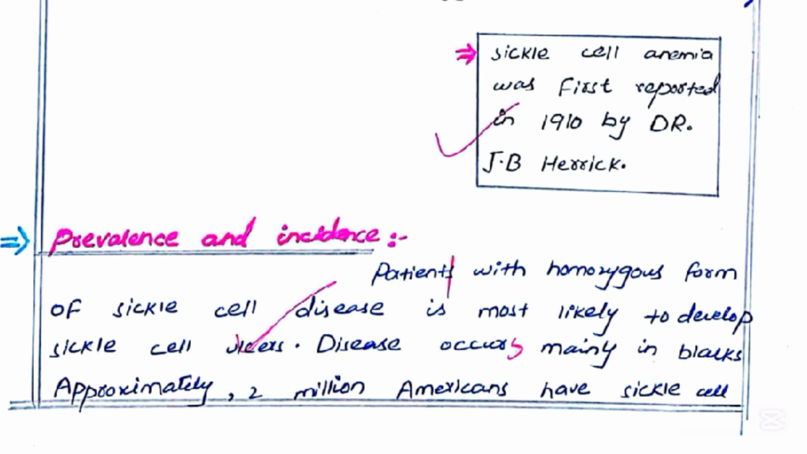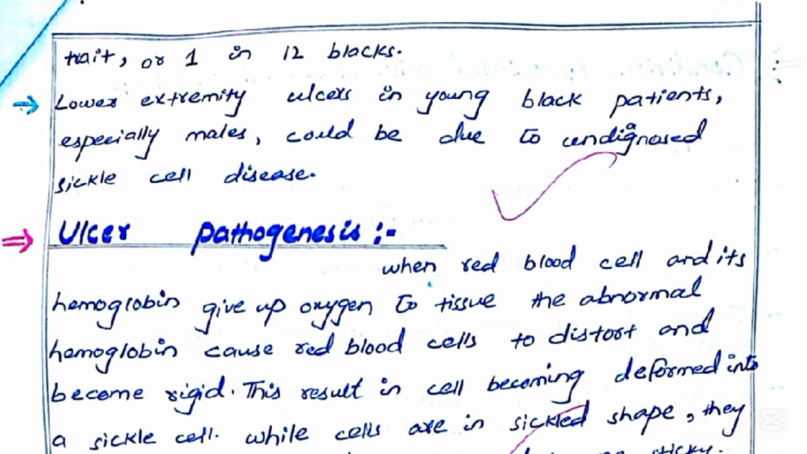Important note: sickle cell anemia was first reported in 1910 by Dr. J.B. Herrick. This is the most important point, a basic MCQ question. Now, what are the prevalence and incidence? A patient with the homozygous form of sickle cell disease is most likely to develop sickle cell ulcer. The disease occurs mainly in blacks. Approximately 2 million Americans have sickle cell trait, or 1 in 12 blacks. Number 2: lower extremity ulcers in young black patients, especially males, could be due to undiagnosed sickle cell disease.